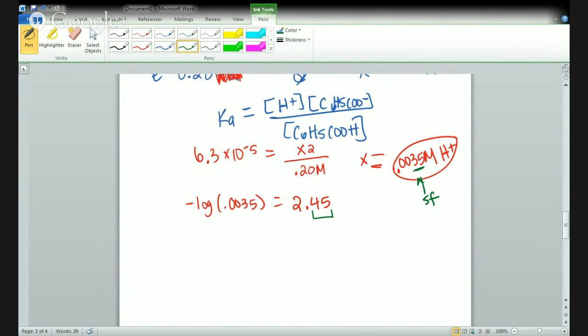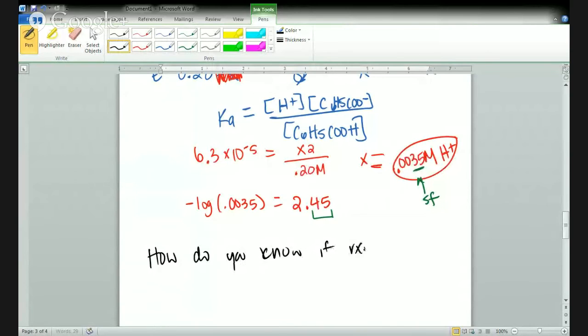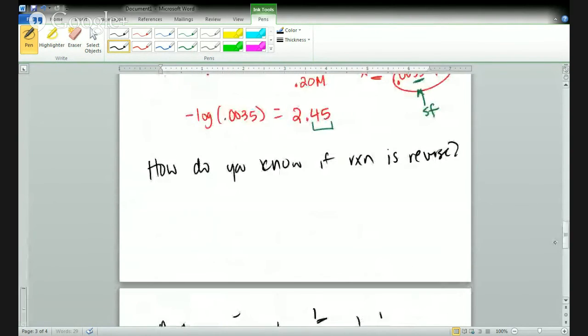All right, I have a general question. How do you know if the reaction is reversible or not? Sorry for my terrible handwriting, by the way. How you know if the reaction is reversible is all about the strength of the acid. So if you have a strong acid or base, that means that you're going to have a non-reversible reaction. I mean, it might go backwards just a little bit, but it is mainly going forwards. So this would be forward.